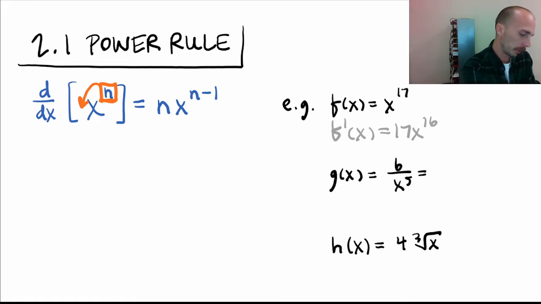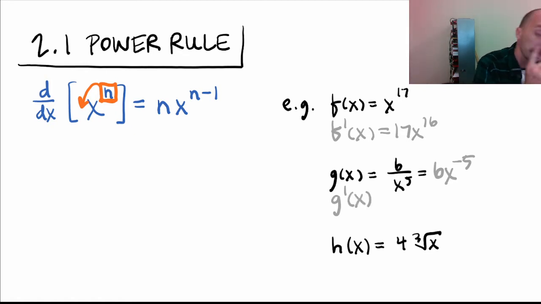Now, over here, I'm going to have to rewrite 6 over x to the 5 as a negative power. Fractions and later radicals, which you see below that, are things we need to rewrite as a power so we can make use of the power rule. So I'm going to write this as 6x to the negative 5, and then apply the power rule. I'm going to bring the negative 5 down around the front to multiply with the 6, and I will get negative 30x to the negative 5 minus 1, which is negative 6.